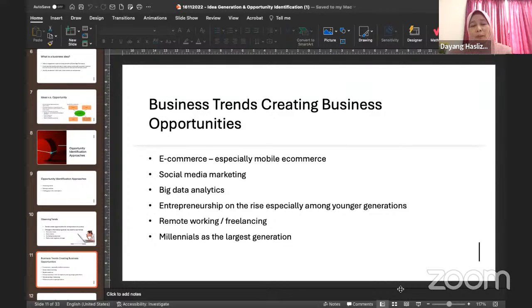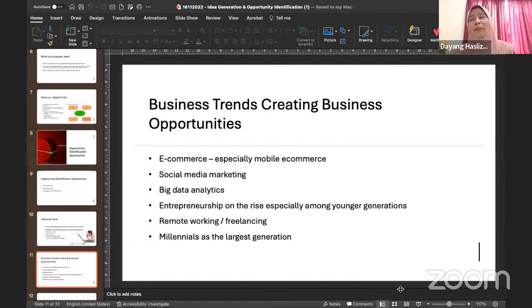And then also social media marketing. There's been a lot of investment there, so there's a lot of potential. There's a lot of business for influencers and micro businesses, locally, that use it a lot. And big data analytics is also on the rise.